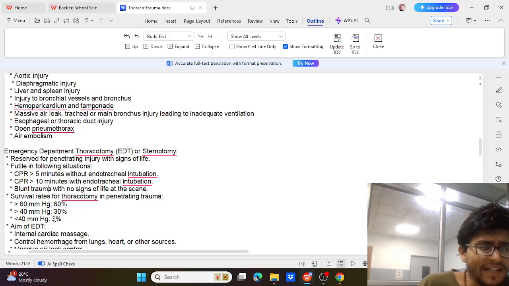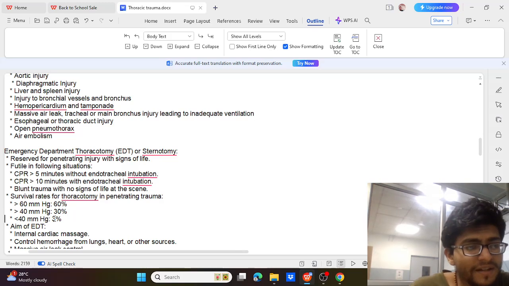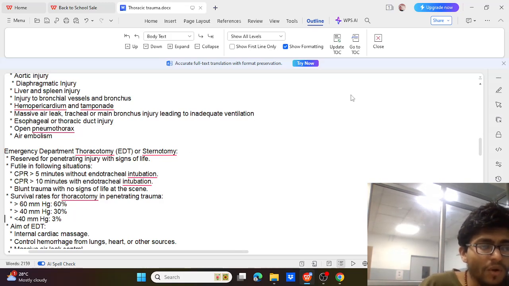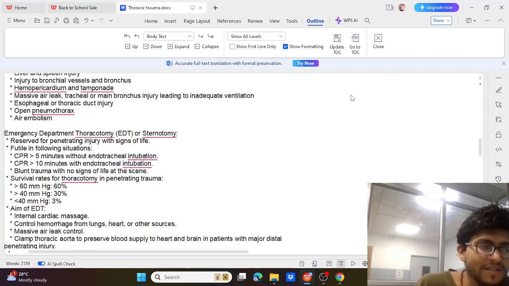The patient should have signs of life and should follow these criteria so that the efforts are useful or fruitful. Then coming to the survival rate, it is important because we can understand it for any injury with hemodynamic compromise. If the blood pressure is more than 60 mm of Hg, the chance of survival is 60% for this thoracotomy or surgery. In case of more than 40 mm of Hg, the chance of survival is 30%. And if it is less than 40, then the chance is only 3%. So very few chances of survival.